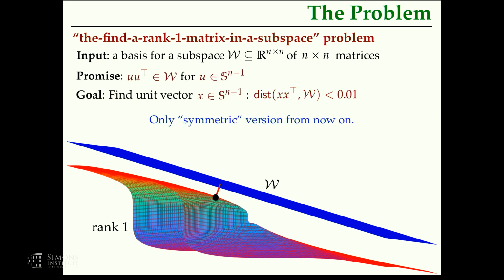And moving forward, I'm going to fix this epsilon to be 0.01, just 1%, so that I don't have to carry around an extra parameter. One other simplification I'm going to do moving forward is that instead of looking for asymmetric rank 1 matrices with two vectors, I'm going to look at symmetric rank 1 matrices. This makes no difference to the algorithm analysis or the result, but it's just one less vector for me to worry about.